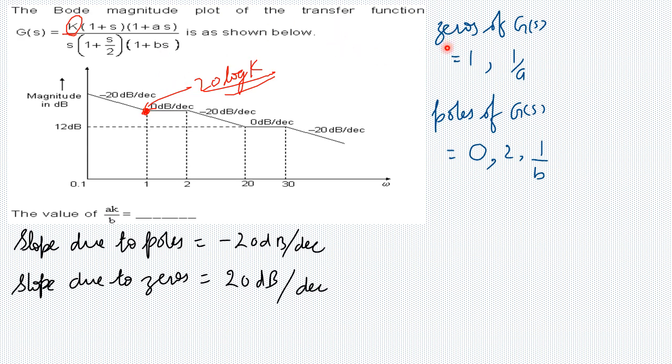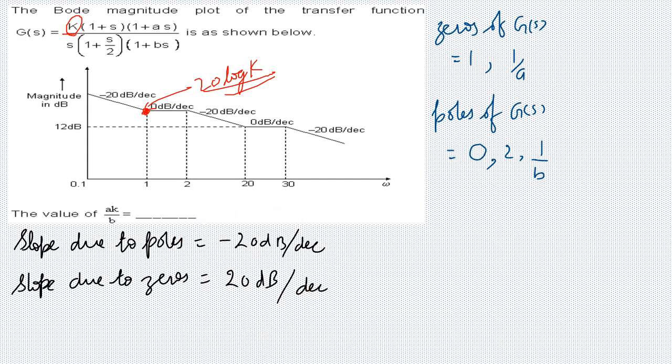So let us first see the locations of our zeros and poles. The zeros are located at 1 and 1 by A. 1 corresponds to 1 plus s, and you can see it is 1 by A, not A, so don't make that mistake. The poles are located at 0, 2 and 1 by B. We can also note that poles contribute a minus 20 dB per decade slope and zeros contribute a plus 20 dB per decade slope. So we can use this and find the values of A and B.